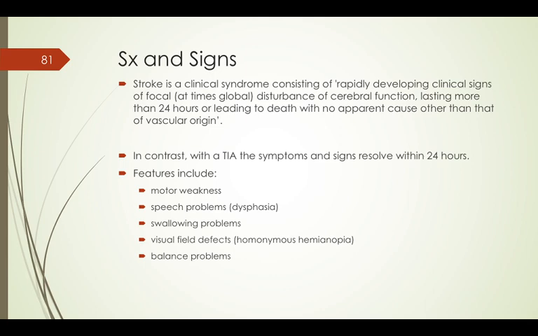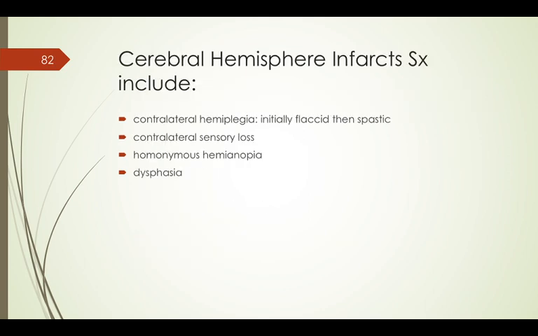So some of the general features you may find in a patient may be motor weakness, speech problems, swallowing problems, difficulties with vision, and also their balance. So if it's an infarct to do with the cerebral hemisphere, it's quite good to think about what each of the lobes of the brain does. And so basically, if you think about what a particular part of the brain does, then if you have an interruption of its blood supply, then you know what deficit you're going to have.